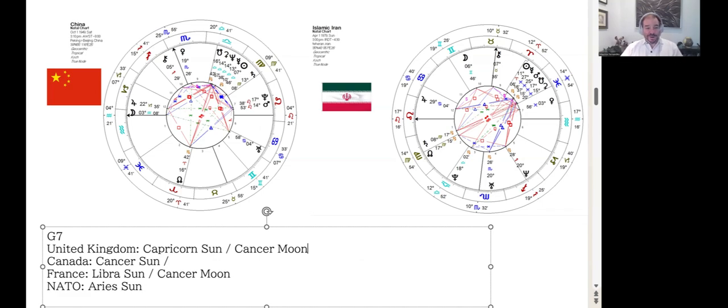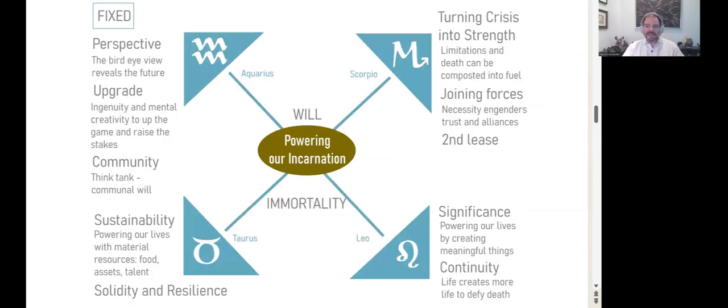So from cardinal, we move to fixed signs. And as I said, fixed signs are not so sedentary. If we look at the four fixed signs, Taurus, Leo, Scorpio, Aquarius, we know that Scorpio is about transformation and change. We know that Aquarius is about revolutions. So there's nothing fixed about them. They're actually destroyers. They're actually change makers. And we'll look at the mythology of the fixed signs, which is very rich.